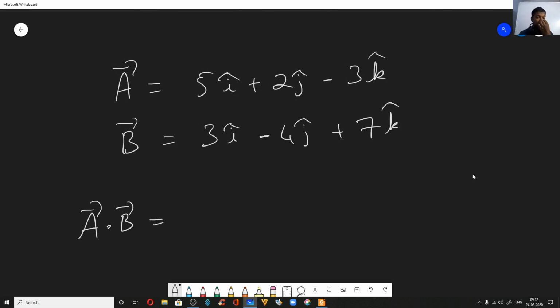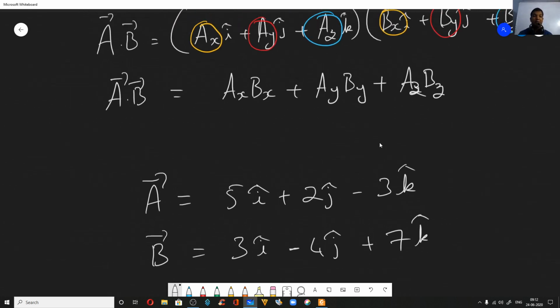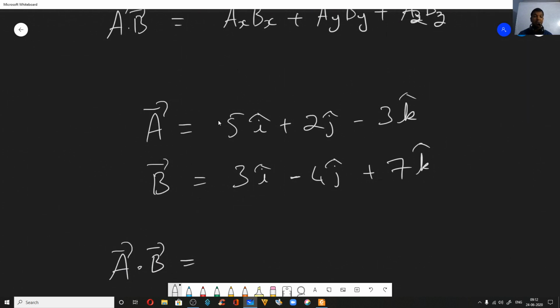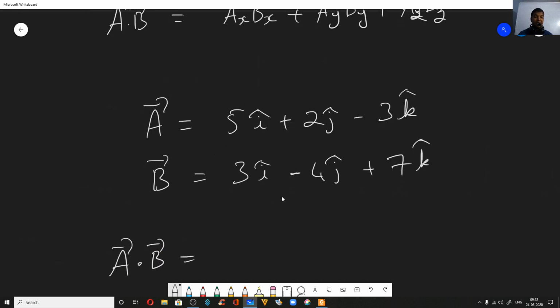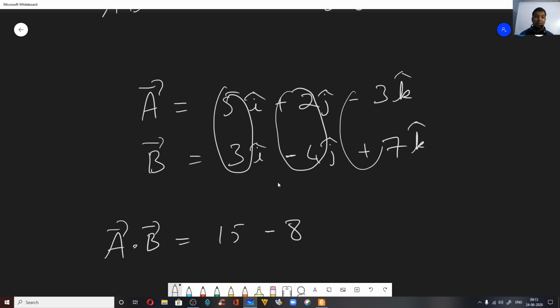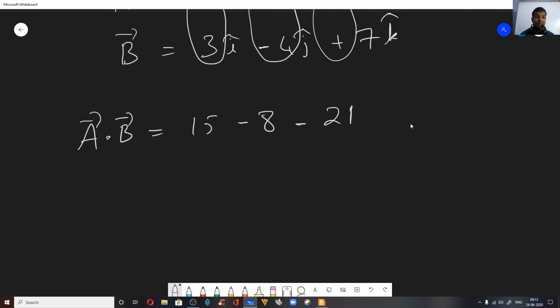Now, a dot b: what did we do? The x component of one vector is multiplied with the x component of the other vector. The x component of a is 5 i cap, the x component of b is 3 i cap, so 5 into 3, the product, is 15. Then plus 2 into minus 4, so here you have to consider signs. So this is minus 8. Then minus 3 times 7, so this will be minus 21. Finally you'll get 15 minus 8, 7, 7 minus 21, minus 14.